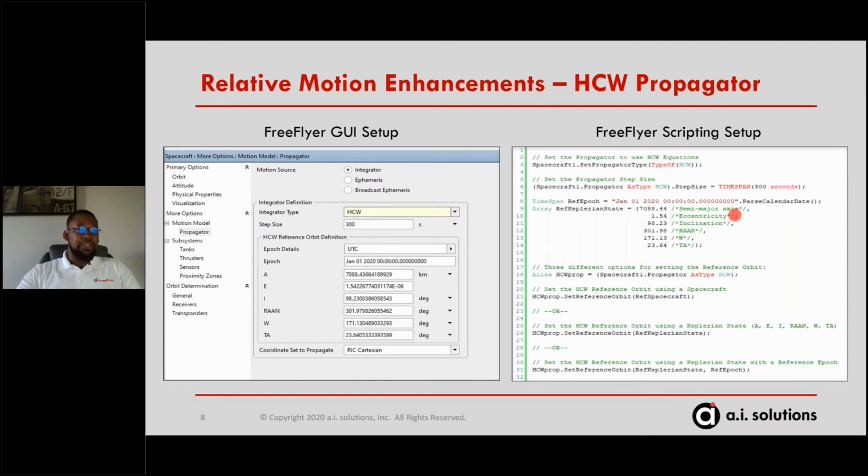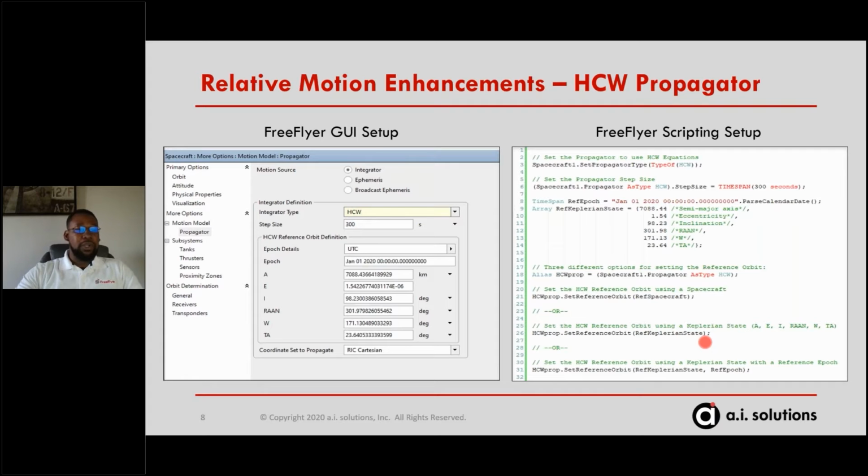So once we actually configure this time span and set the values in our array, you can actually have three options for setting your reference orbit. The first is using another spacecraft, which we talked about earlier. And so you can just set your reference orbit and define a spacecraft object. Or if you were using a reference state, such as this Keplerian state, you can just use that as an overload.